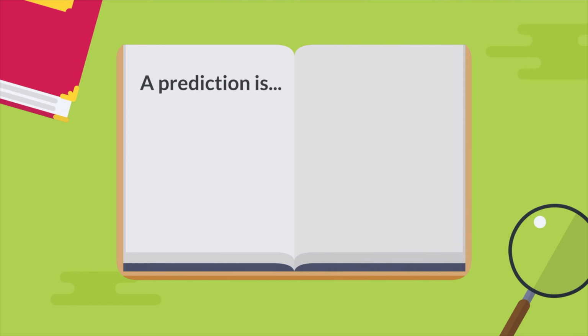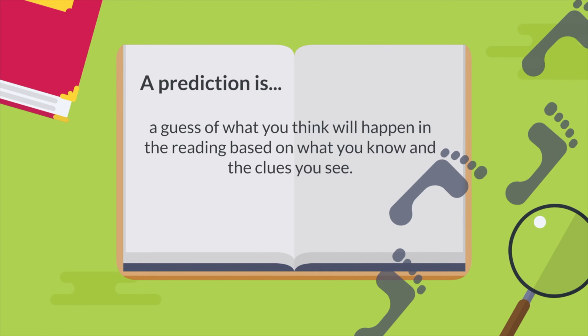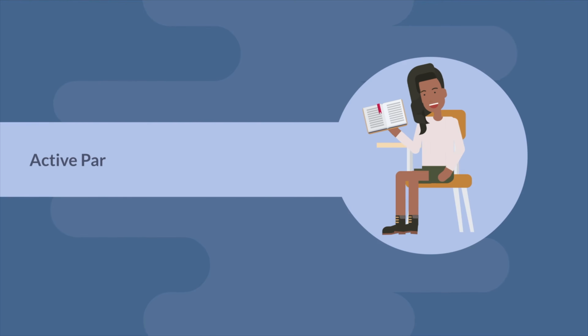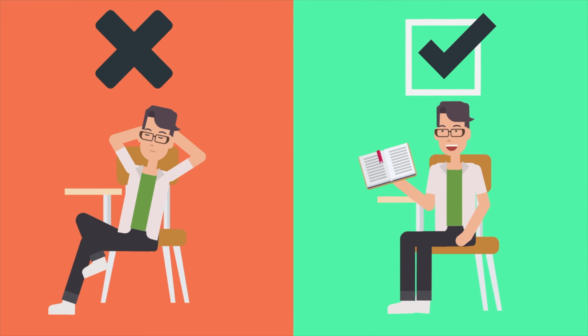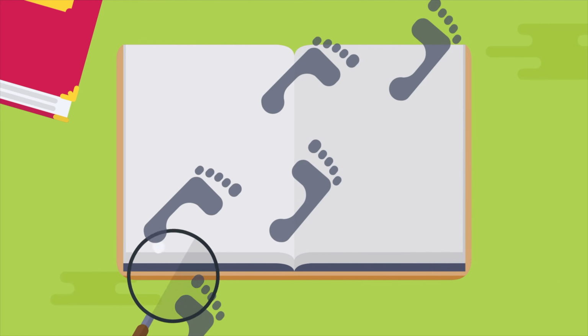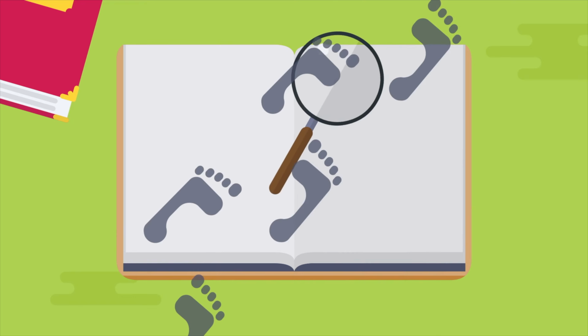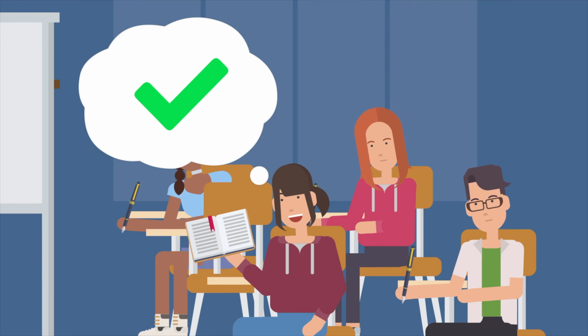A prediction is a guess of what you think will happen in the reading based on what you already know and the clues you see. Making predictions helps students become an active participant in the reading process. Rather than just sit back and listen to the story, you now become a detective and are trying to look for clues to see what will happen next. Once you make a prediction, you are listening to see if you are right.